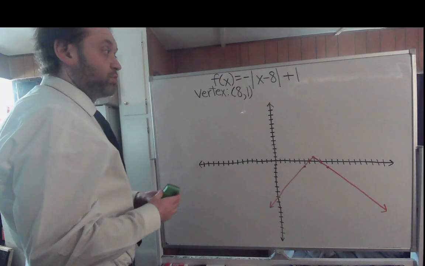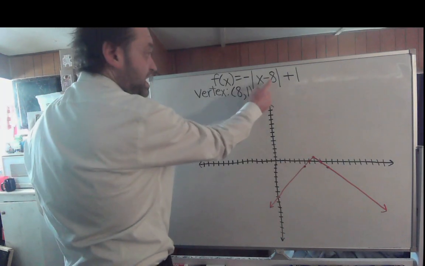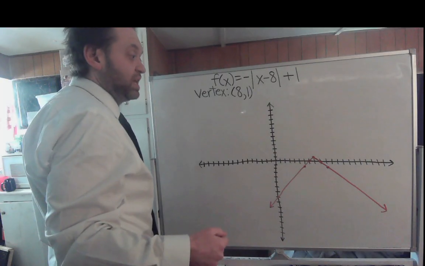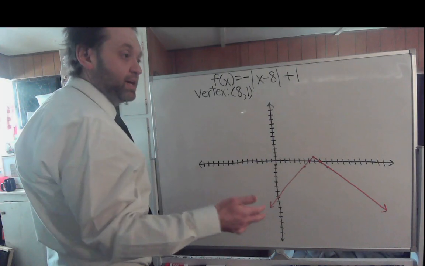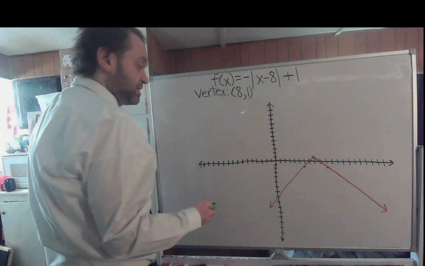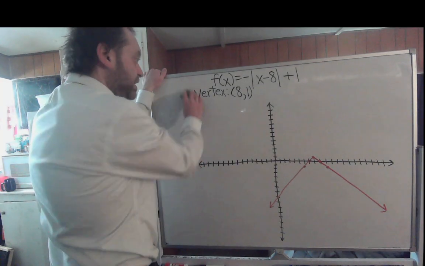And if you're wondering what your line of symmetry is, just set x minus 8 equal to 0. The line of symmetry is at x equals 8. It would run right through your vertex. So, pretty cool.